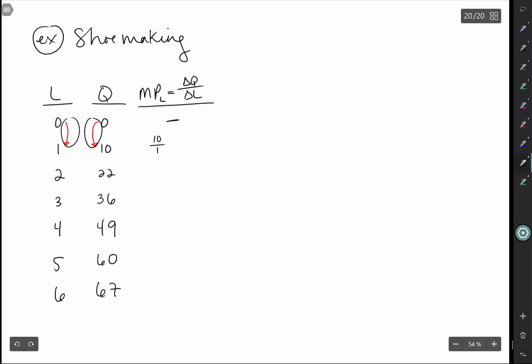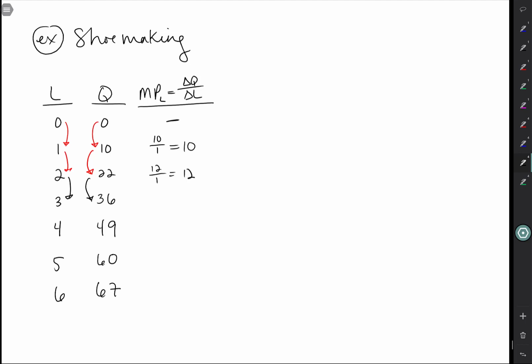Here's my delta L, input increased by 1. So the marginal product of the first worker hour is 10. The marginal product of the second worker hour, my delta Q is 12, my delta L is 1, so I have 12 divided by 1, it's 12. The additional output from the additional input, what did this third worker hour give me? It gave me 14 units of output at the margin.